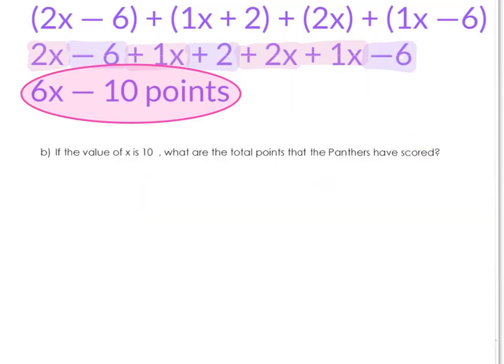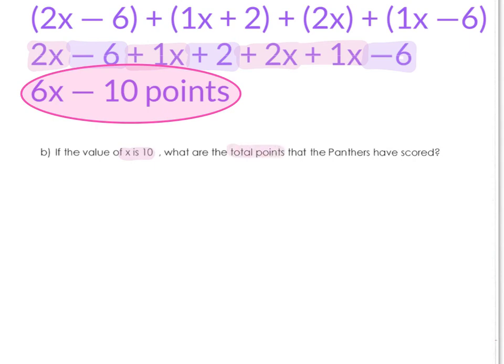The next part tells me if the value of x is 10. Now, what does x mean? This is your secret message part. I want you to put an equal sign under the word is. So an equal sign under is. So if the value of x is 10, what are the total points? So we're looking for total points.